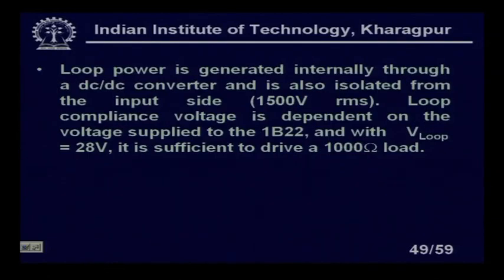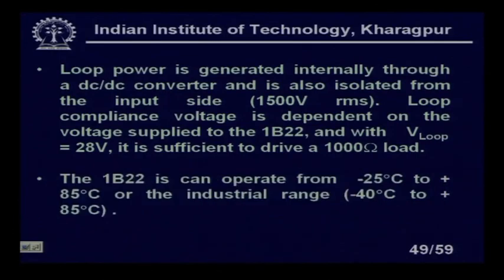The low power is generated internally through the DC-DC converter and is also isolated from the input side, which is 1500 volt RMS. Loop compliance voltage is dependent on the voltage supply to the 1B22 chip, and with V loop equal to 28 volt, it is sufficient to drive a 1000 ohm load. It can operate over a very wide temperature range. Two types of chip are available. One is commercial, which is minus 25 degree centigrade to 85 degree centigrade. Industrial range is minus 40 degree centigrade to 85 degree centigrade.